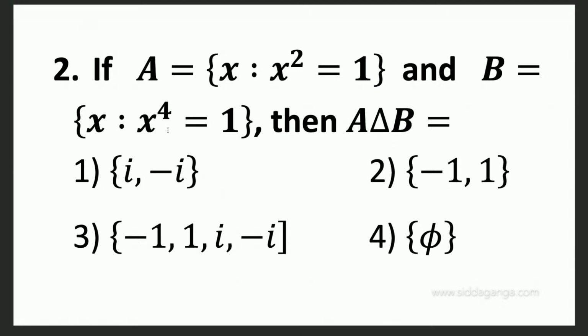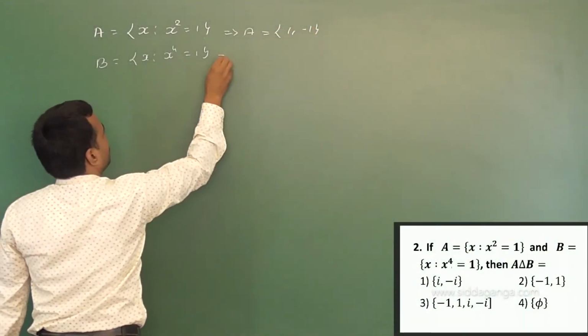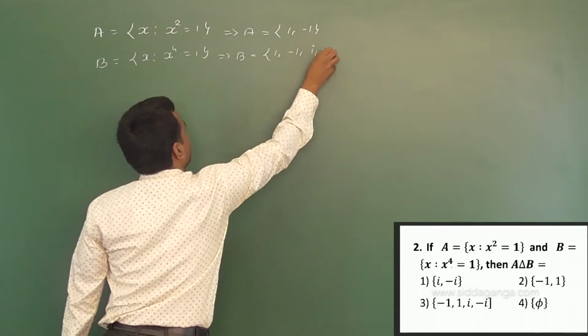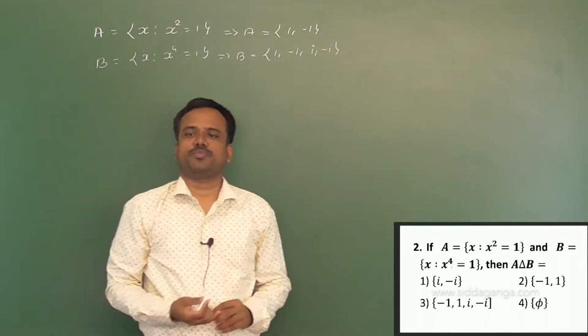A is given in set builder form: A is equal to the set of X such that X square is equal to 1. B is equal to the set of X such that X to the power 4 is equal to 1. So we write in the tabular form. That implies A is equal to {1, minus 1}. For this, B is equal to {1, minus 1, i, minus i}. So we write the given two sets in the tabular form.